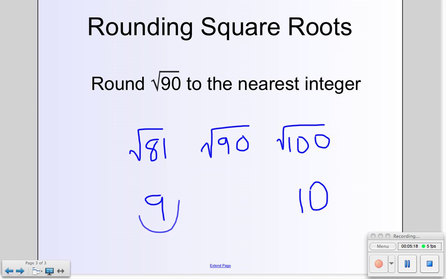Okay? That's about it for rounding square roots of numbers that are not perfect squares. We'll do some examples in class.